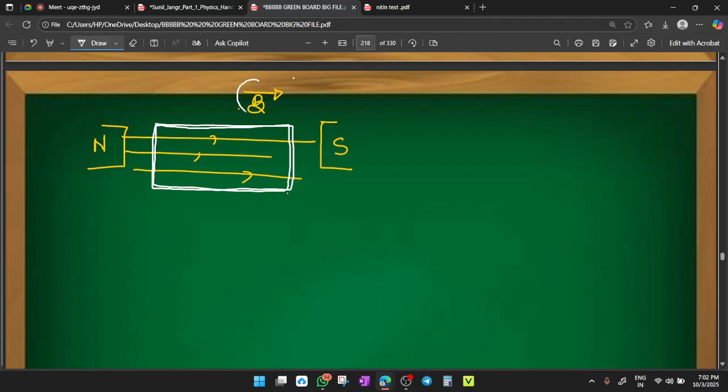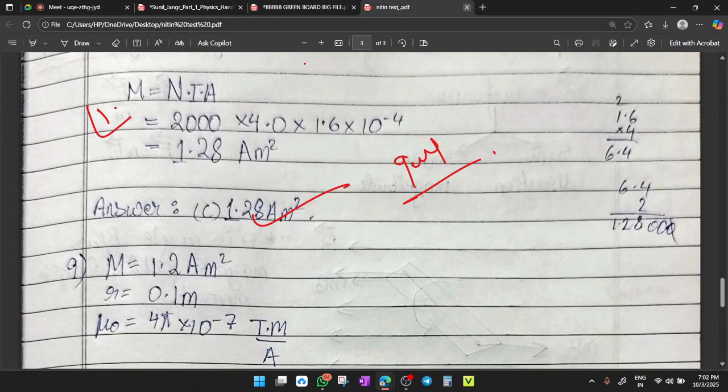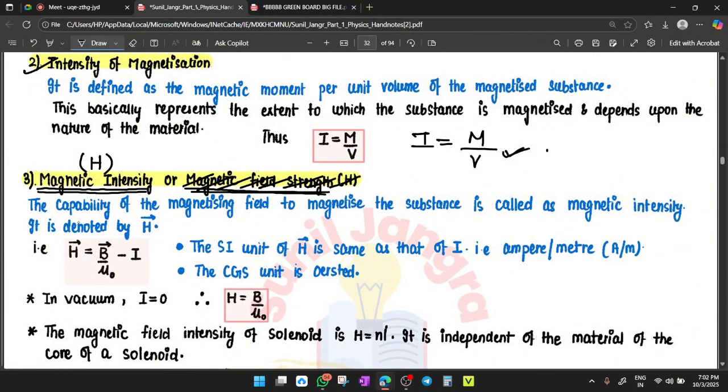So the applied magnetic flux density has some ability, some capability, to magnetize the material. What is the capability of the magnetizing field? This magnetizing field is B. Its capability to magnetize the substance is called magnetic intensity, and it is denoted by H.